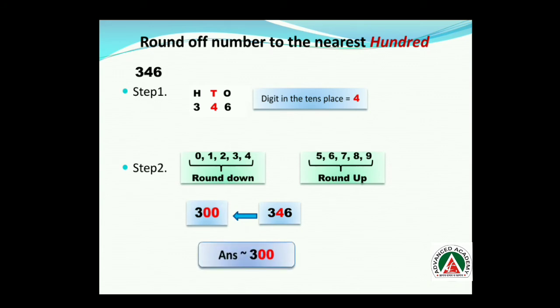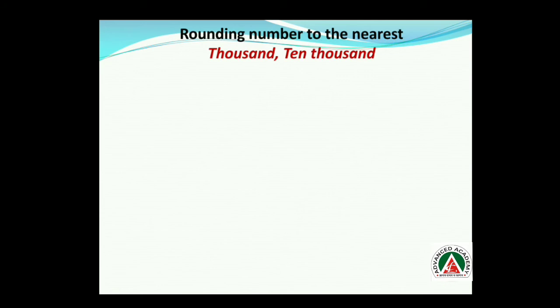Or in the simple way, if the number comes in round down, you write the hundreds place as it is and just drop all the other digits and write 0. Okay, so this is for 100. Take one more example of 1000 and 10,000. Some big numbers we also have to do.